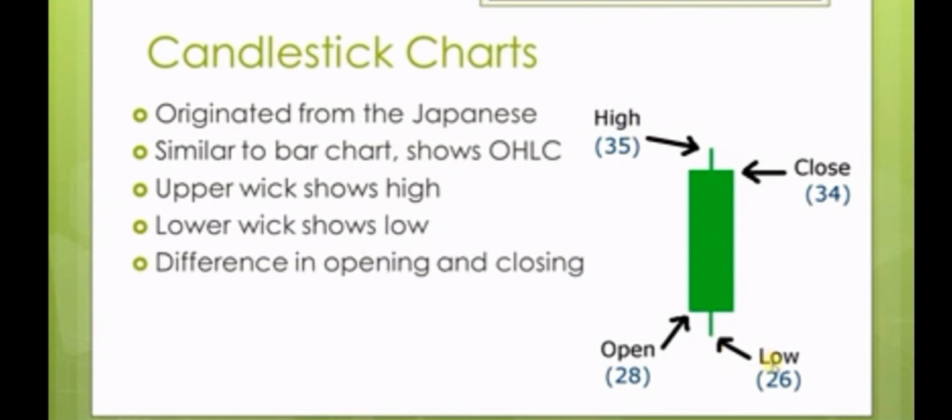Now the difference between a bar and a candlestick chart is how they show their opening and closing prices. The bottom of the candle will show the opening price, whereas the top of the candle will show the closing price. But you have to note that this will be dependent on what kind of candlestick it is. So let me explain what I mean.